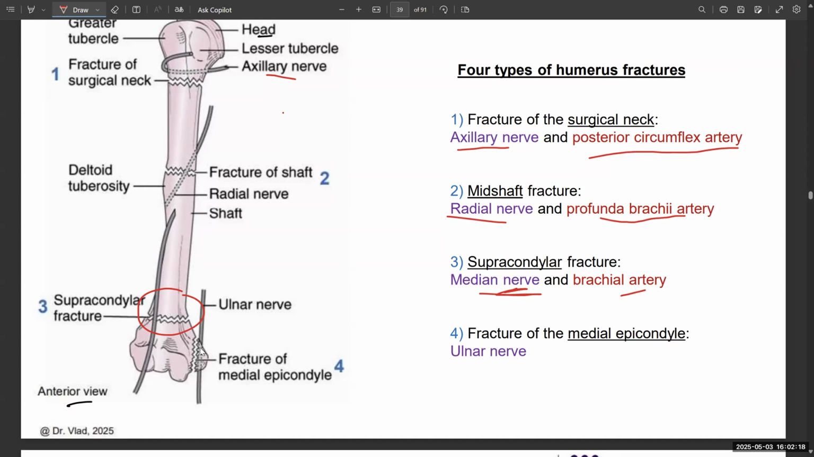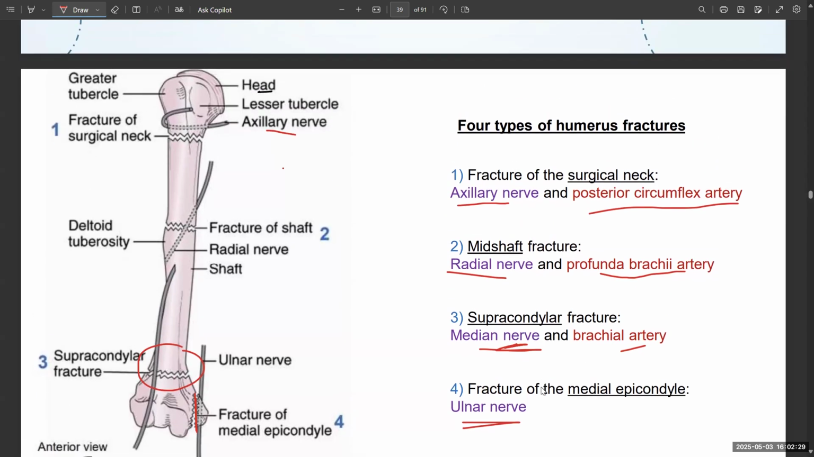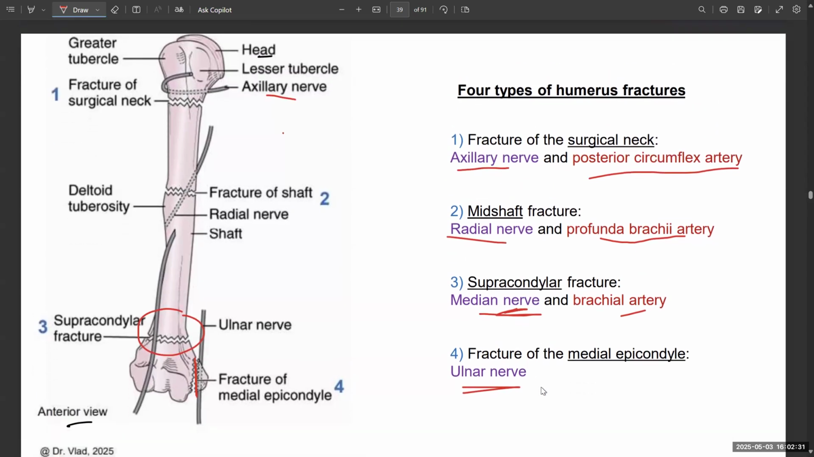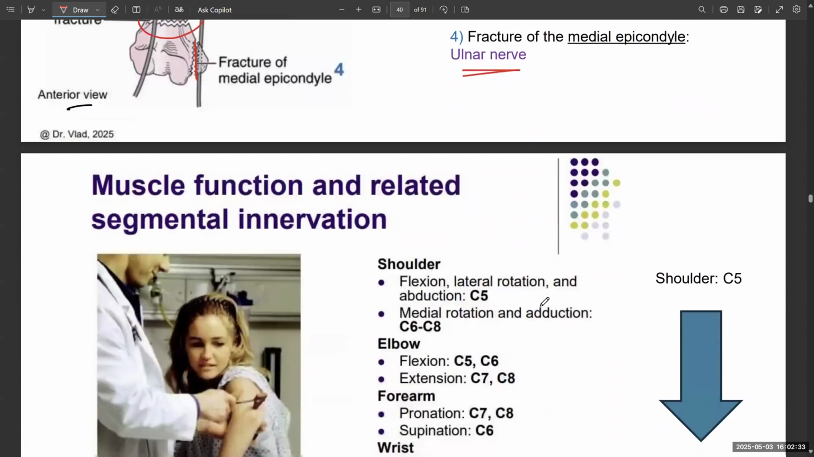Then we move on to the fracture of the medial epicondyle. Medially, if you break this little tiny piece, this is where the ulnar nerve is passing, and you're going to get a lesion of the ulnar nerve. I hope these are clear. This is just memorization, but please make sure to know all of it properly.